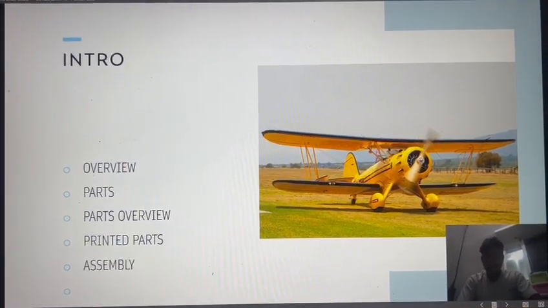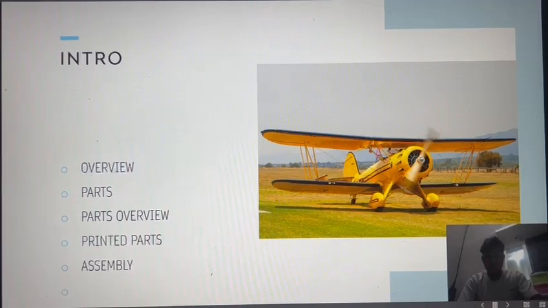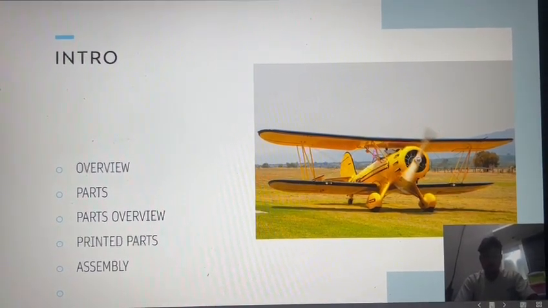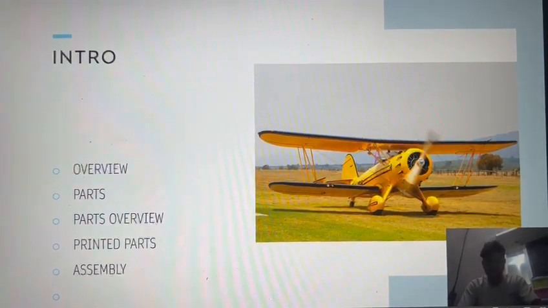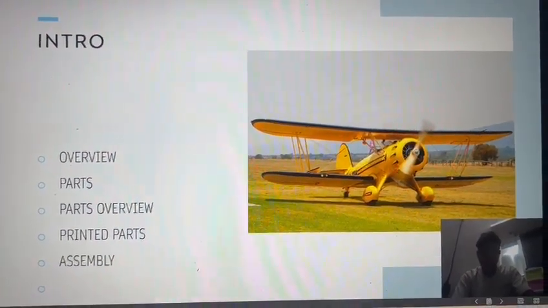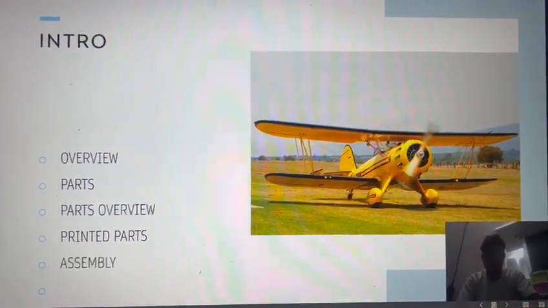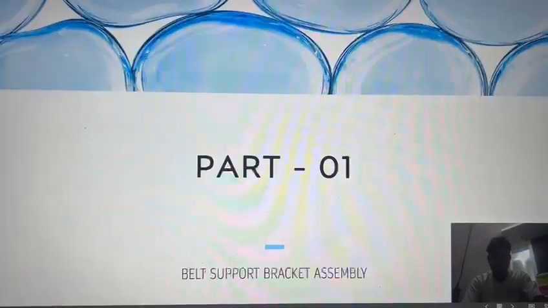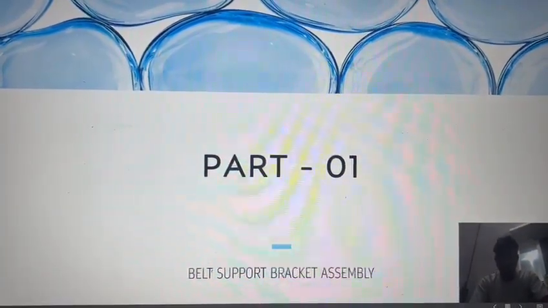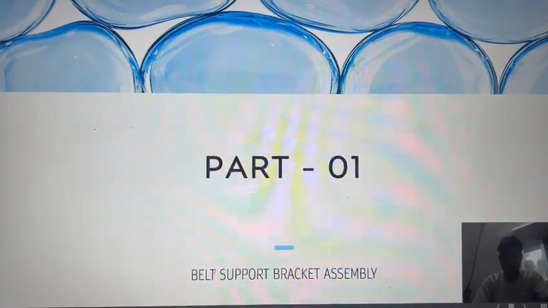Standard belt supported design. In belt supported design, the introduction PPT is here. The first part is the overview, the second part is the parts, the third part is the part overview, the fourth part is the printed parts, and the fifth part is the assembly of printed parts. The first part is the belt supported bracket assembly, which was designed by me at the National Institute of Technology.